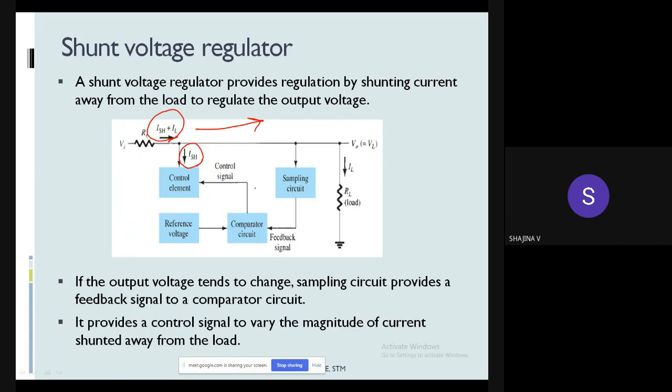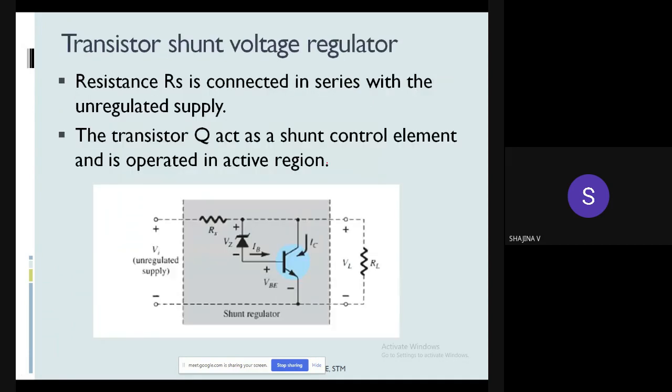This comparator circuit provides a control signal to vary the magnitude of current shunted away from the load. So we can control the load current and hence the voltage across the load resistor. So this is the basic concept of the shunt voltage regulator. To understand it correctly, you can see the circuit diagram, that is the transistor shunt voltage regulator.